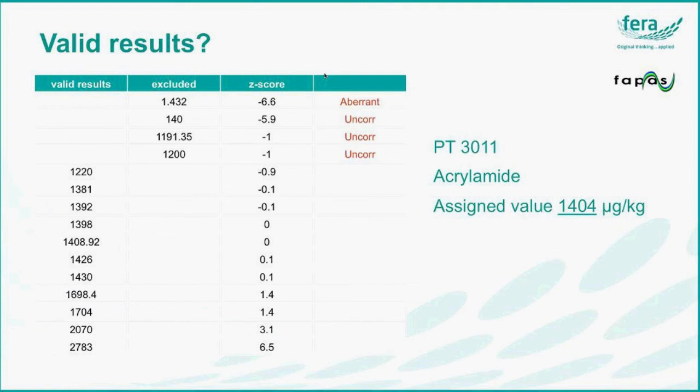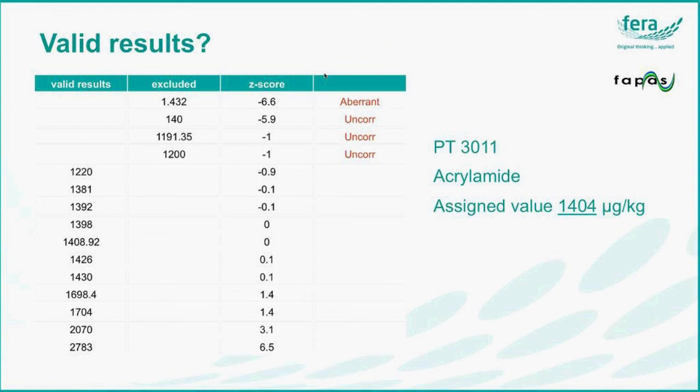First of all, we need to decide which of the results we include in the assessment of the assigned value. In other words, which values are valid for the calculation and which are not valid and excluded from that calculation. All results will still get a Z-score, but not all will be included in the calculation. In this example, we've excluded 4 of the results.